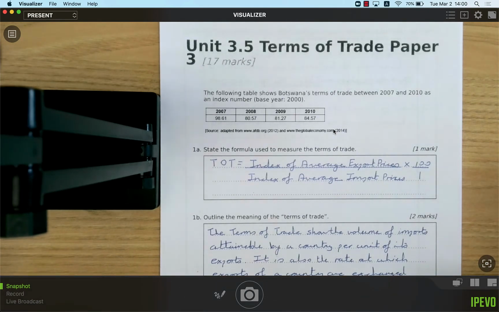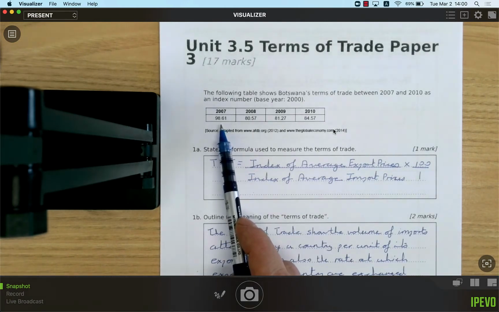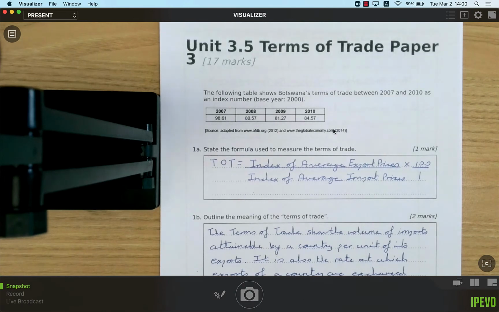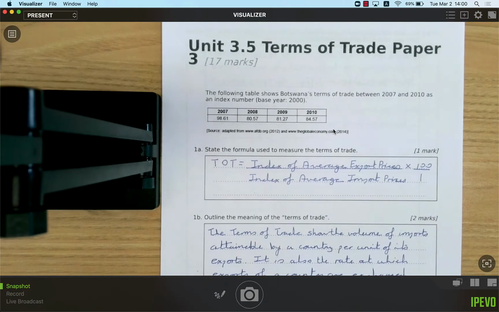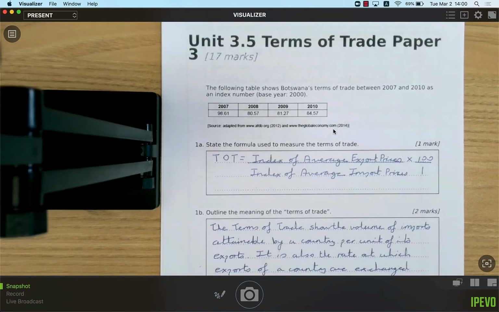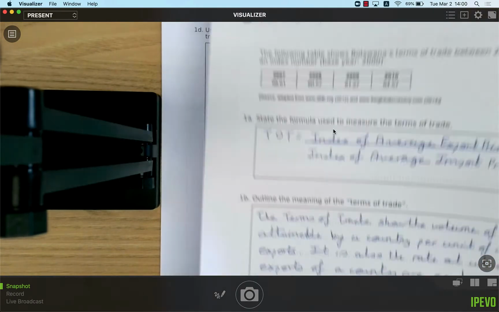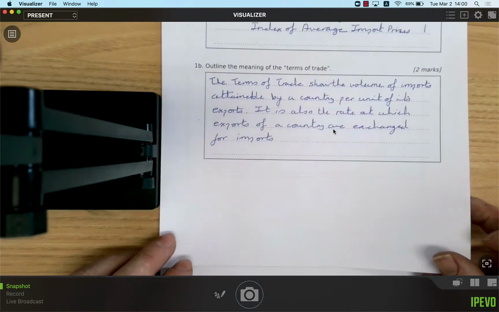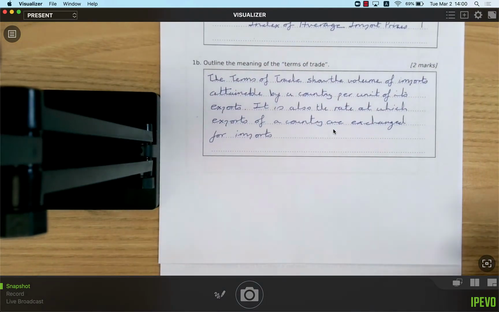And basically, if the number is below 100, that means that imports on average are more expensive than our exports. They're worth more than our exports. They're a higher value compared to our exports. And if it's over 100, which none of these are, well then the opposite is true. Our exports sell for a higher price than our imports do, okay?